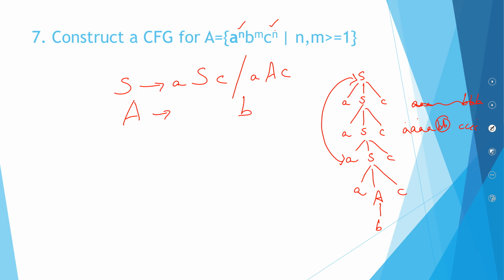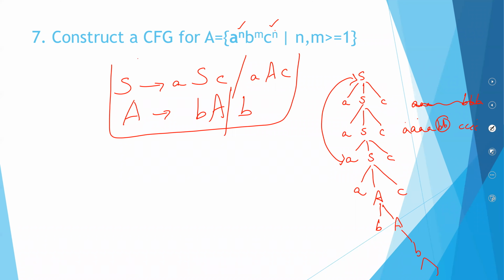One B. But as I told you, B's can go on repeating. So I'll just simply write over here BA, so that B's can go on repeating. Now let's try proving it. We'll try proving this: 4 A's, 4 C's, and 2 B's.